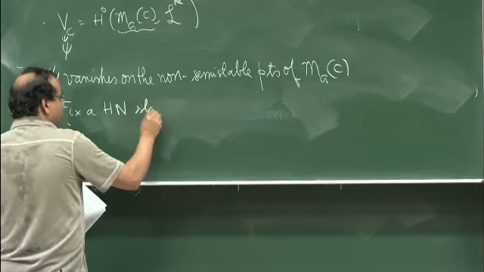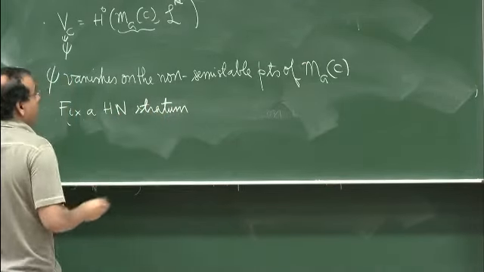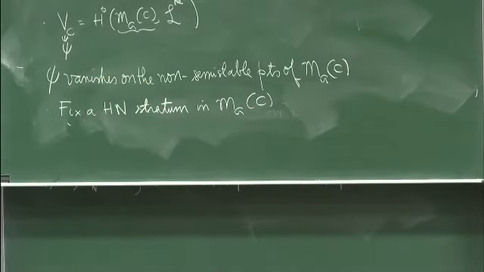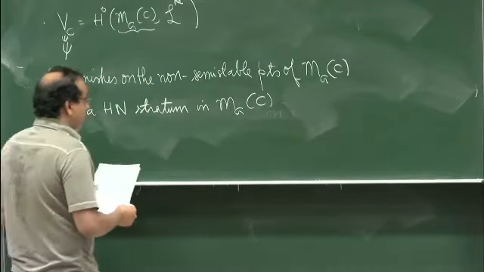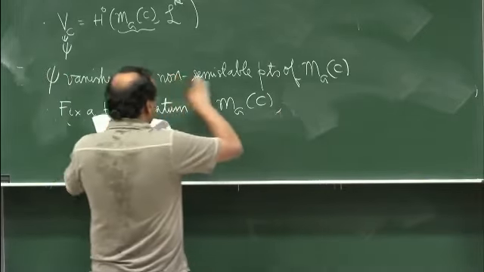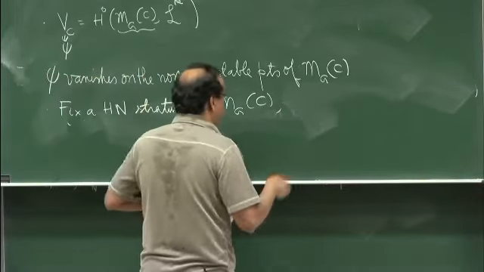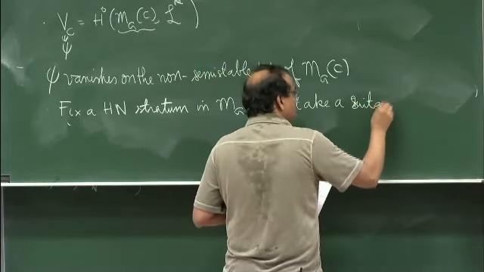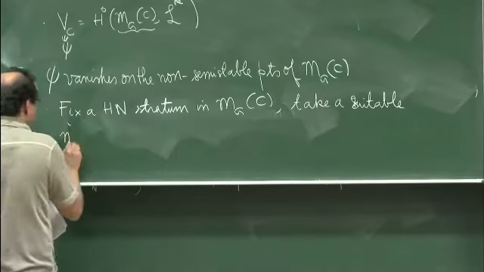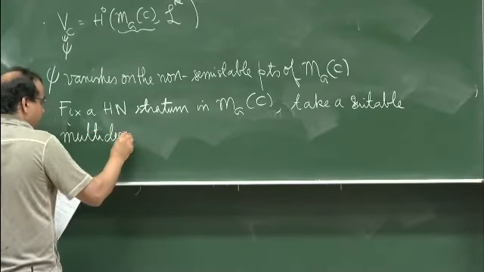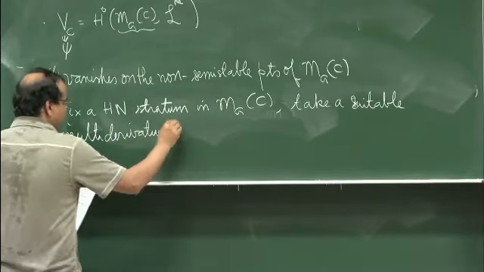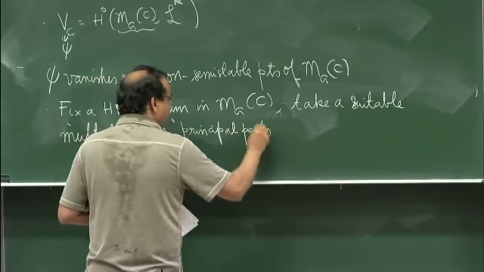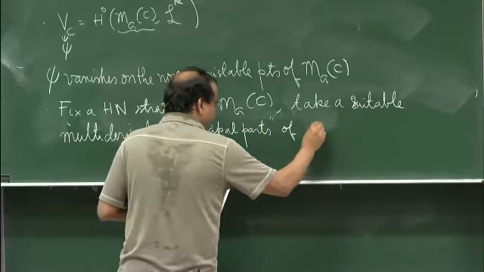Harder-Narasimhan stratum in MGC. So these are places where the points are non-semi-stable. Of course these functions would all vanish there. So the point is somehow to take a suitable multi-derivative, the principal parts, of psi.